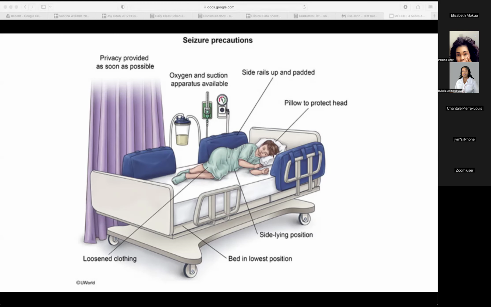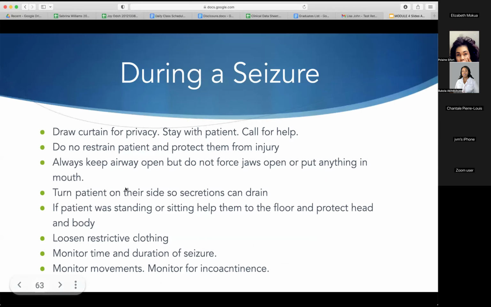Okay, so seizure is very important. So now during a seizure, draw the curtain for privacy. Stay with the patient and call for help. Do not restrain the patient, okay? However, you want to protect them from injury. If you hold them, they could break their neck. However, you want to protect them from injury.